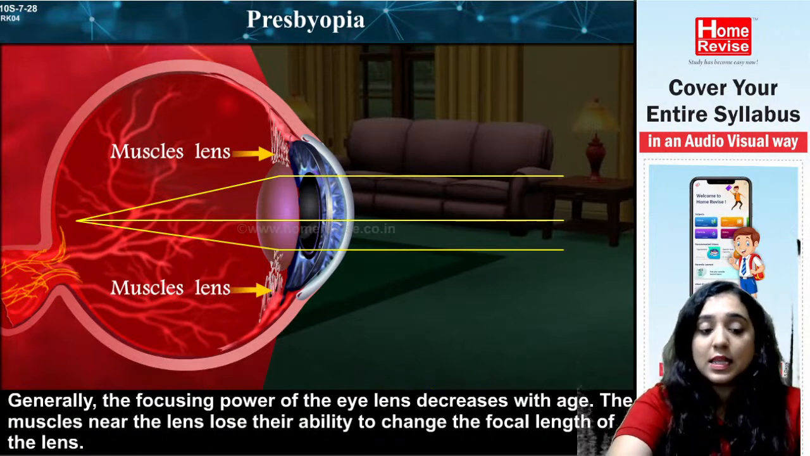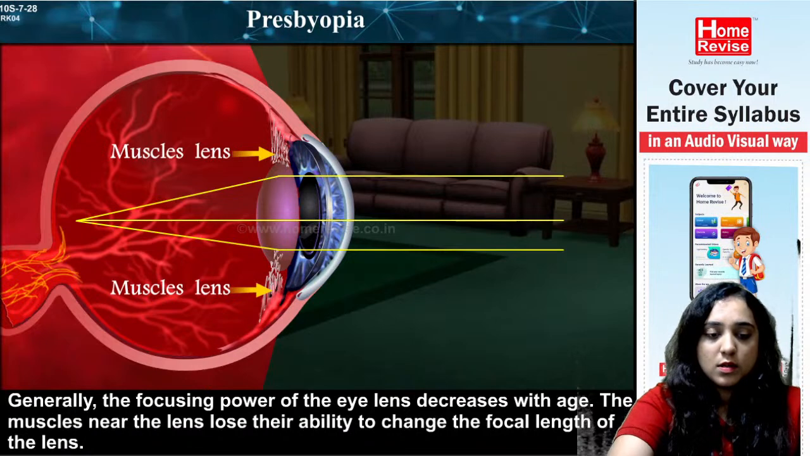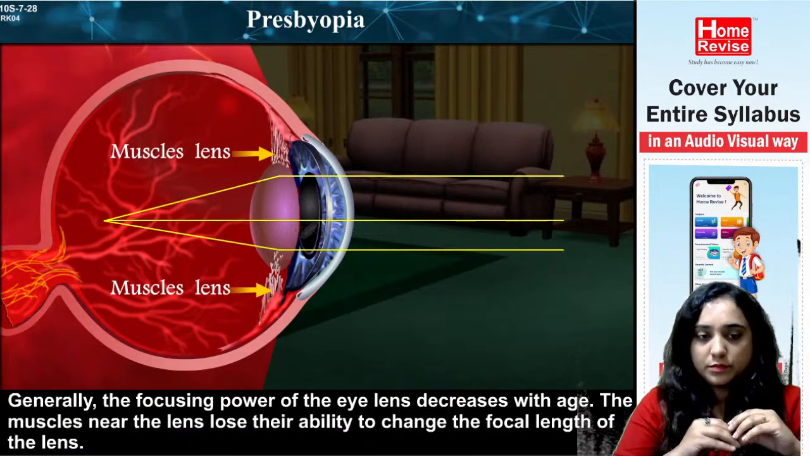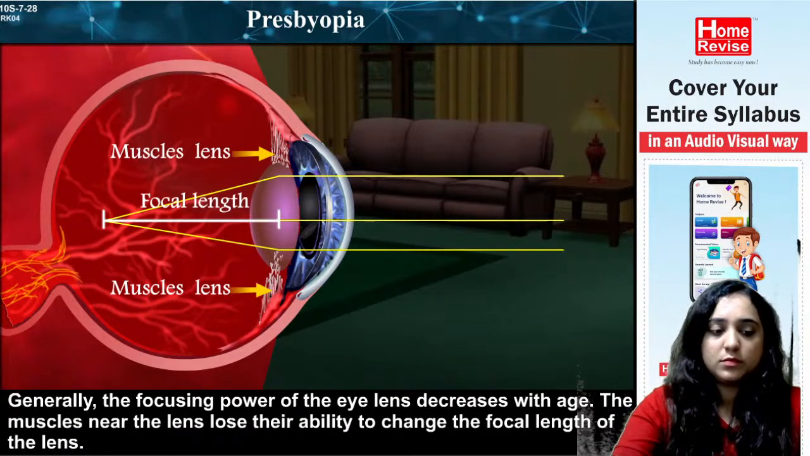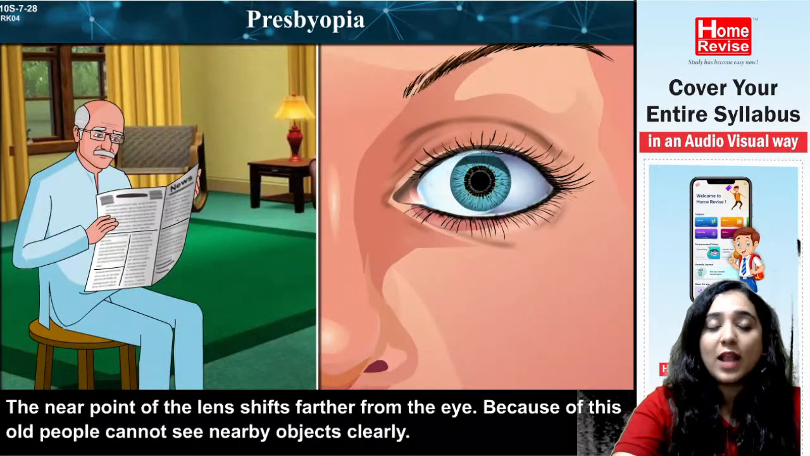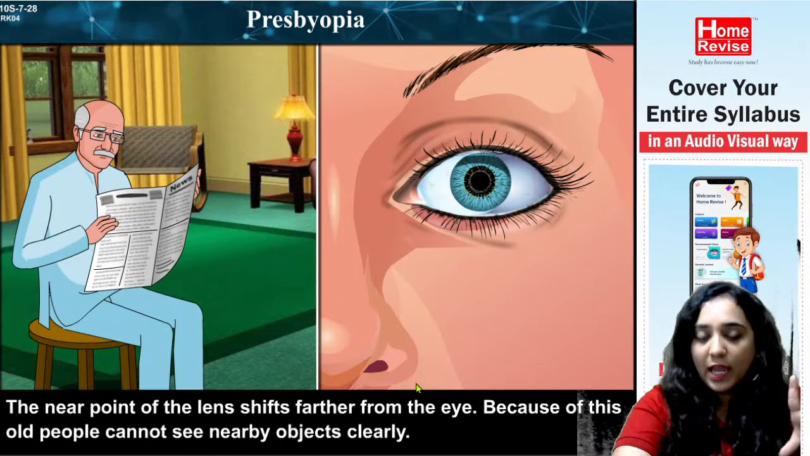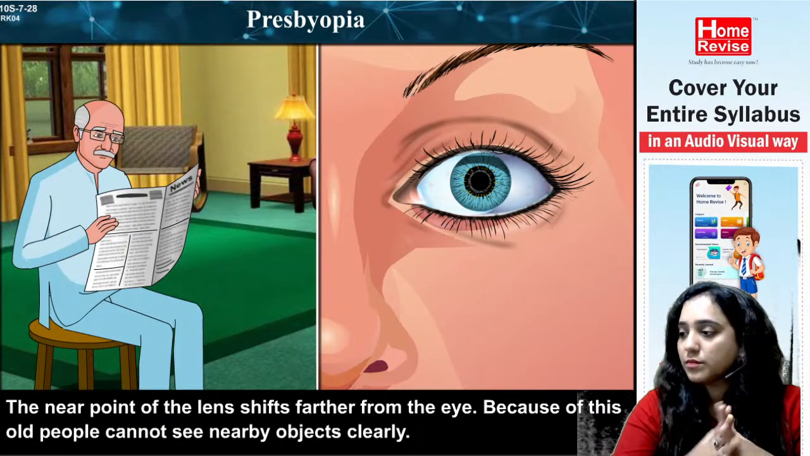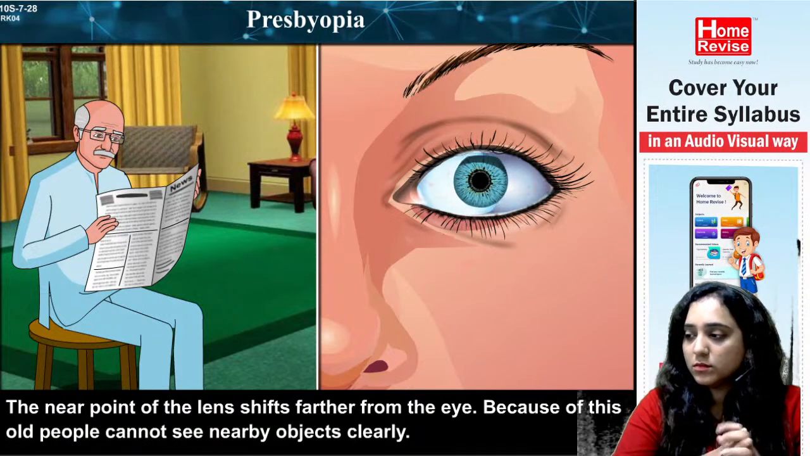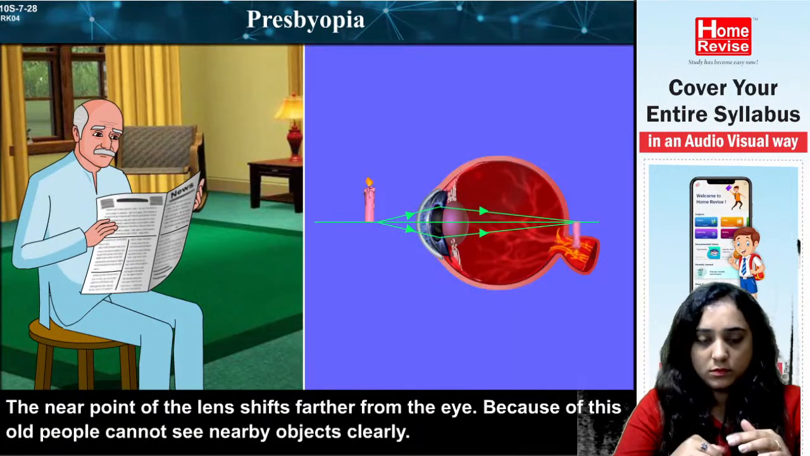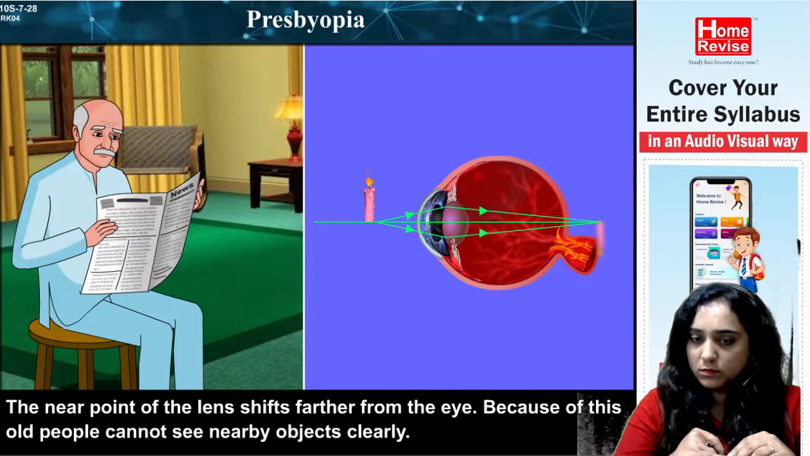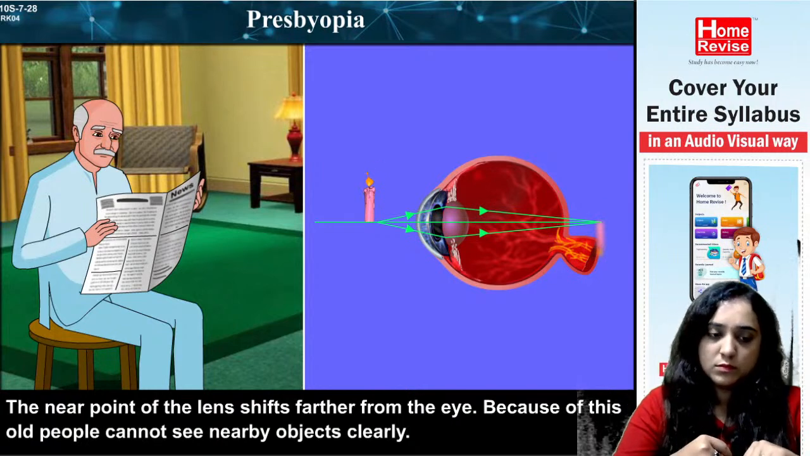The muscles near the lens lose their ability to change the focal length of the lens. Now this is not because of the elongation or flattening of the eye. This is basically because of age. The near point of the lens shifts farther from the eye. Because of this, old people cannot see nearby objects clearly.